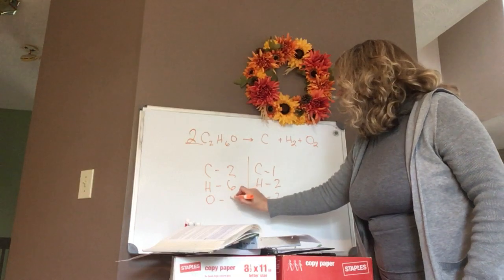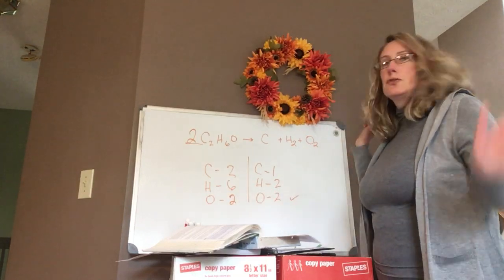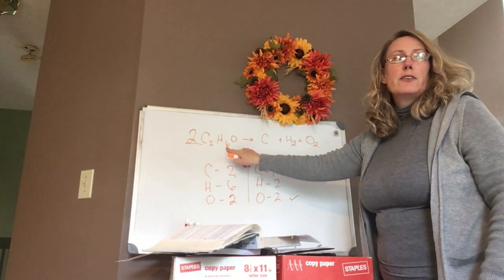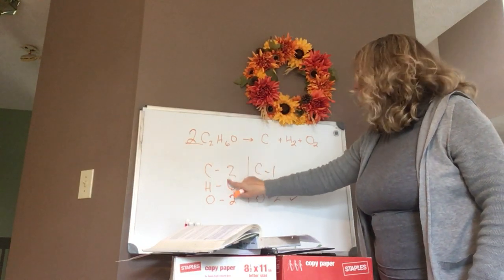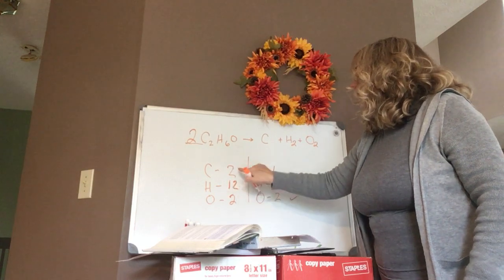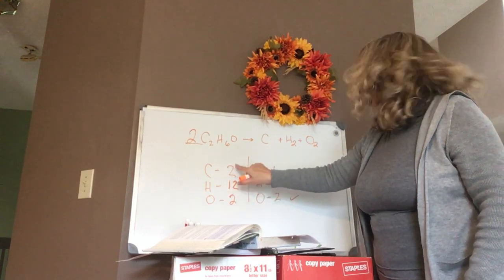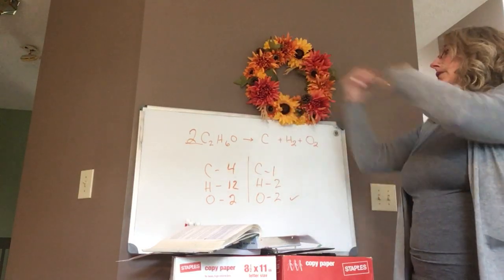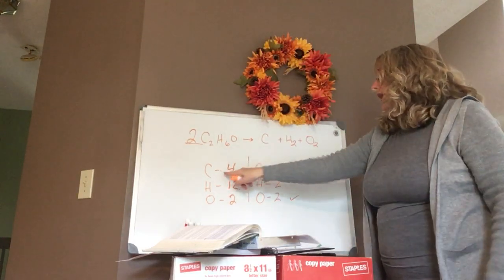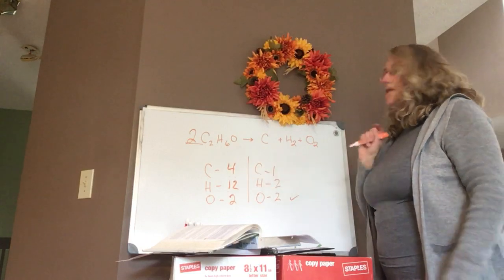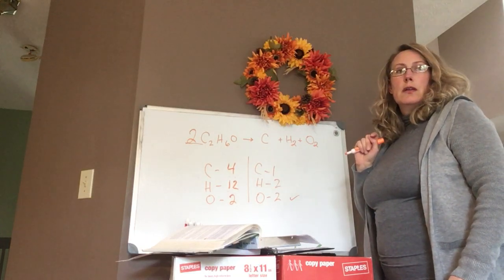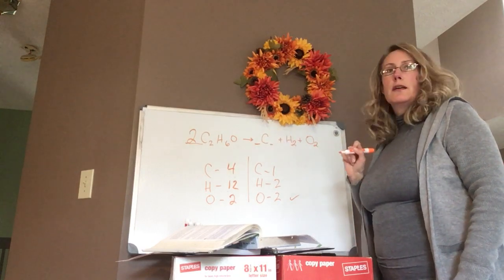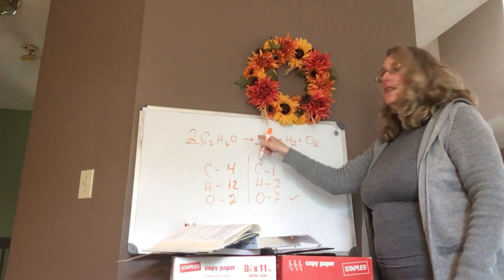So that changes that. So now check, check, 2, 2, perfect. But it also changes this. So what does a hydrogen become now? 12. Yep. What does carbon become now? 4. Yep. All right, so now I would go back over on this side. So how do I make my carbons match? Put 4. Yes. Do I put it here or here? The left. Yes, always the big number.